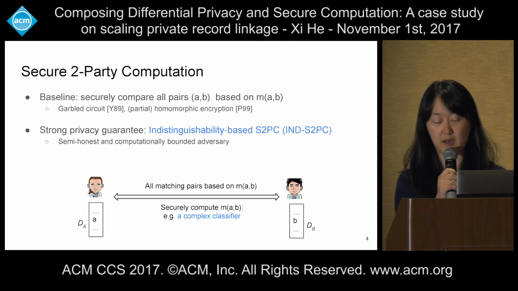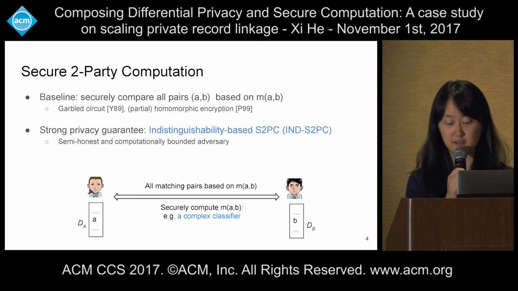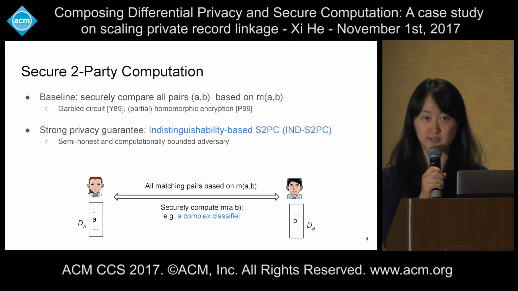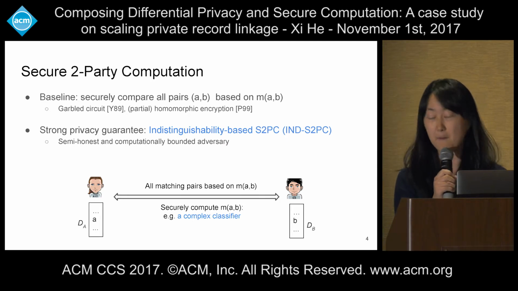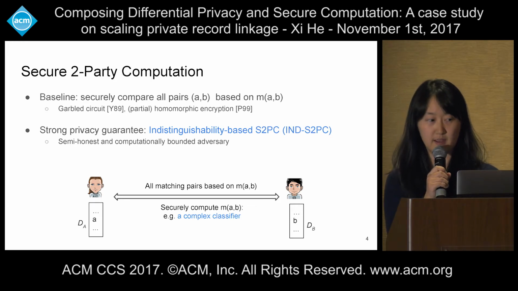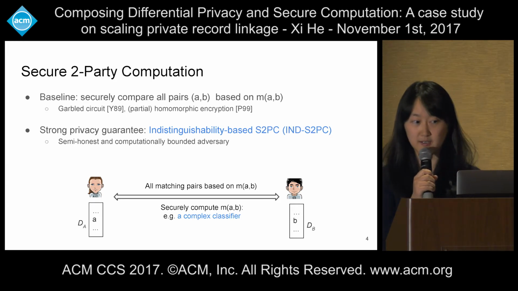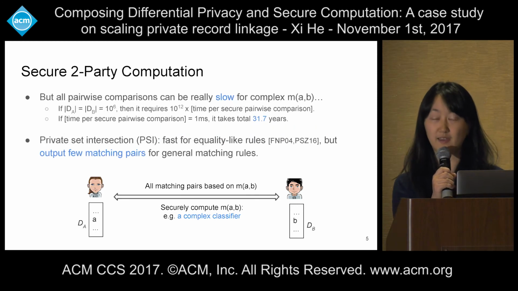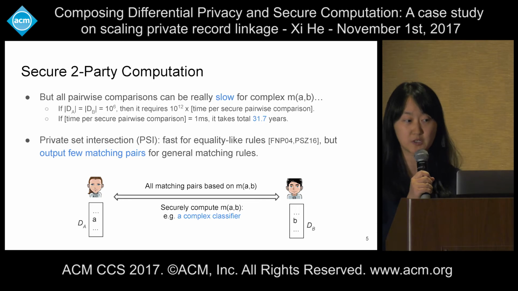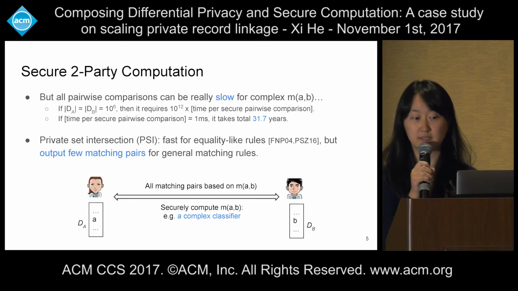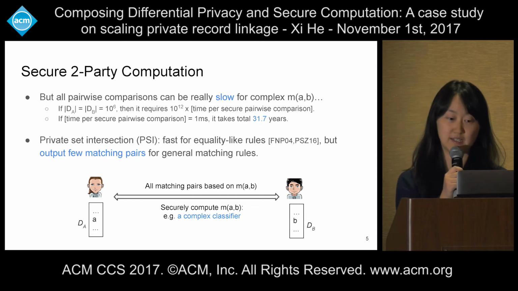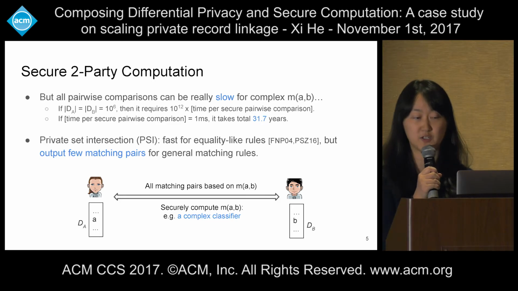This problem can be solved using secure multi-party computation. The baseline is that you can securely compare all pairs of records from DA and DB based on the matching rules, such as using garbled circuits or homomorphic encryption. Using this method, it guarantees a very strong privacy guarantee, namely indistinguishability-based S2PC. We're going to define this definition later on. And here we assume a semi-honest and computationally bounded adversary.